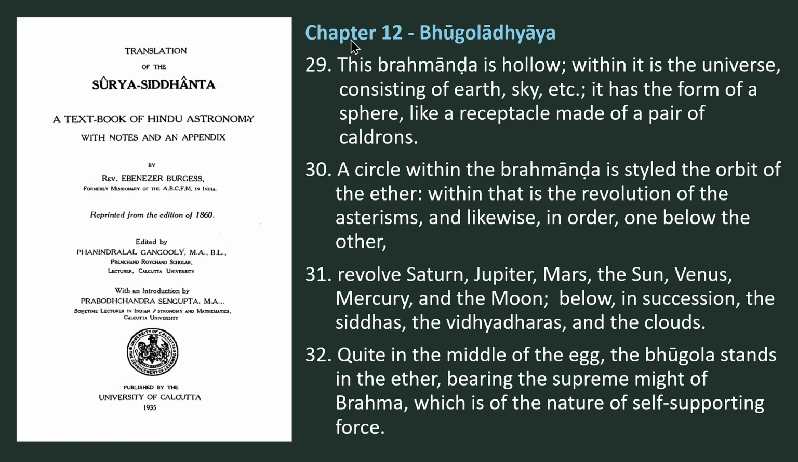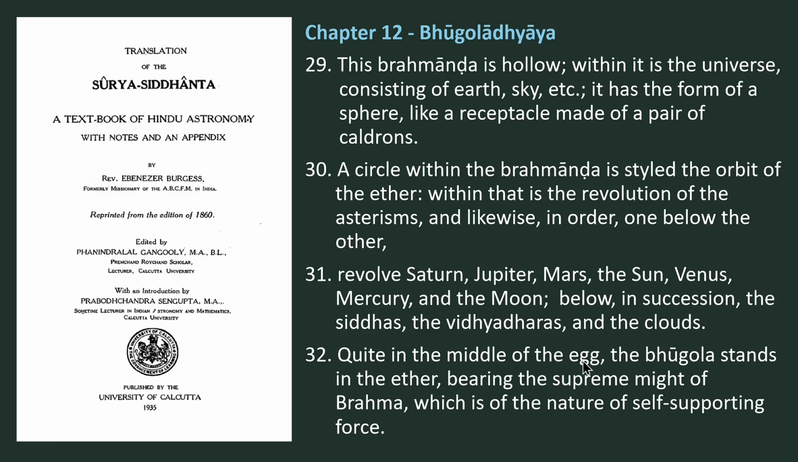So in chapter 12, Bhugoladhyaya of Surya Siddhanta, shloka number 29 says, this Brahmāṇda, the egg created by Brahma, is hollow. Within it is the universe consisting of earth, sky, etc. It has the form of a sphere, like a receptacle made of a pair of cauldrons. So he is describing a celestial sphere. So far so good. Now you come to verse 32, and here is the dynamite.